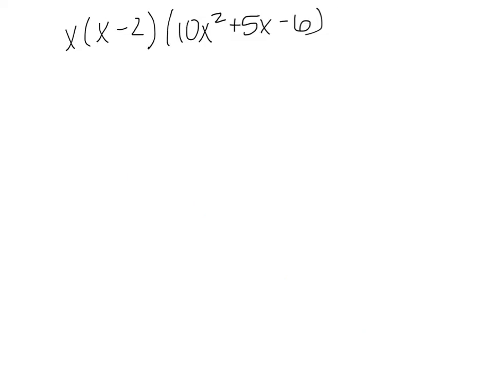Now this is what I've worked my problem down to. The x we took out from the very beginning. The x minus 2 we just took out because we saw 2 on the graph. And this is my last factor. So does it factor like normal? Well, are there multiples of negative 60 that add up to 5? Maybe, and maybe not. So it's a quadratic.